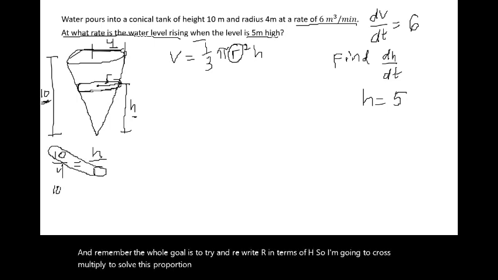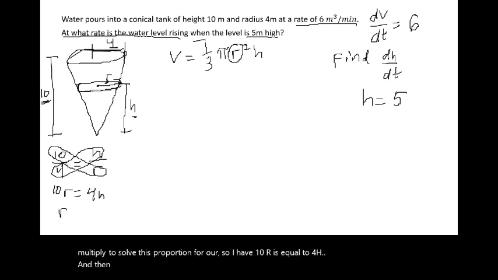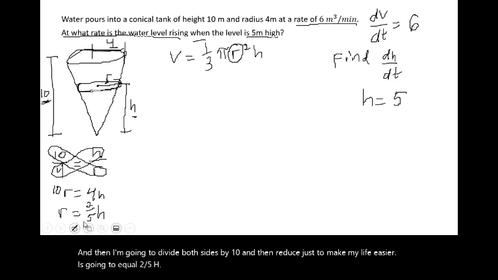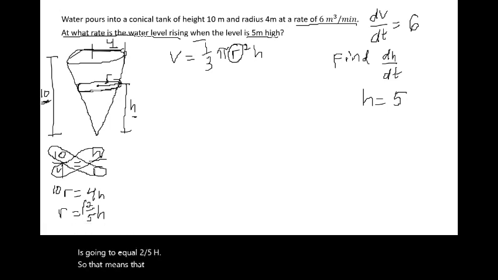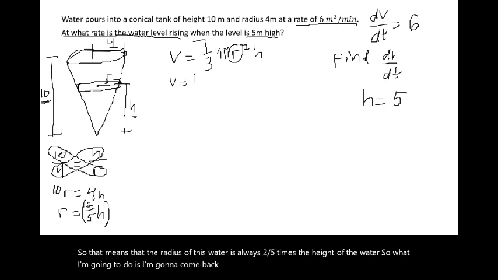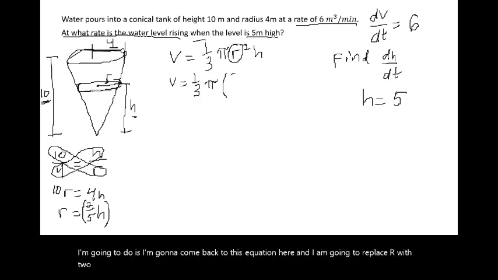So I have 10r is equal to 4h. And then I'm going to divide both sides by 10 and then reduce just to make my life easier. R is going to equal 2/5 h. So that means that the radius of this water is always 2/5 times the height of the water. So what I'm going to do is come back to this equation here, and I am going to replace r with 2/5 h with parentheses around it.